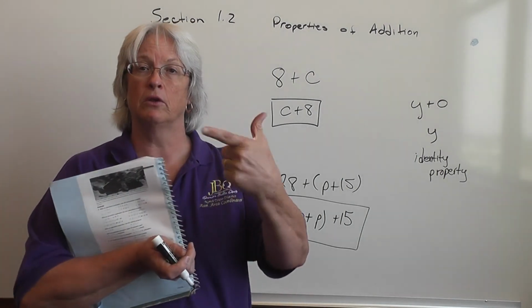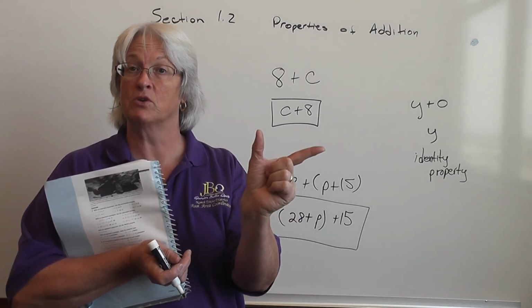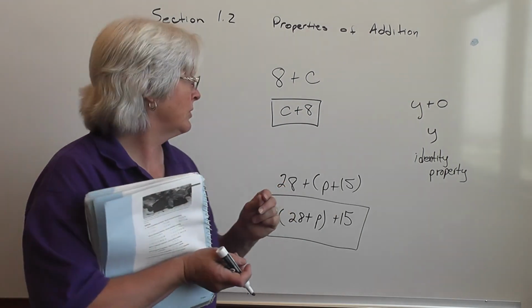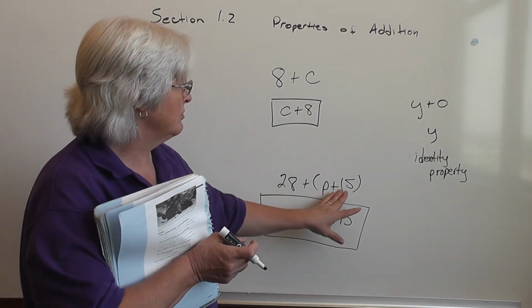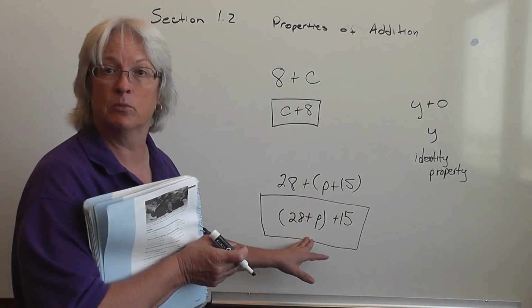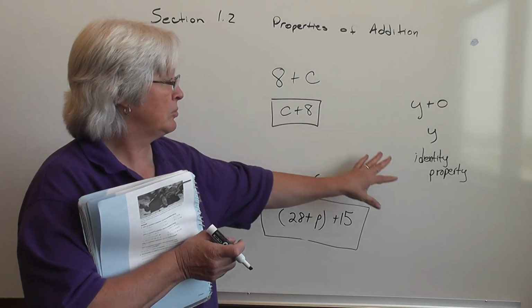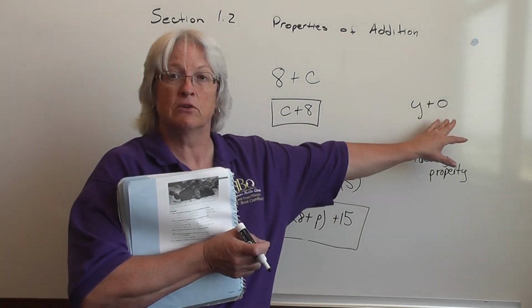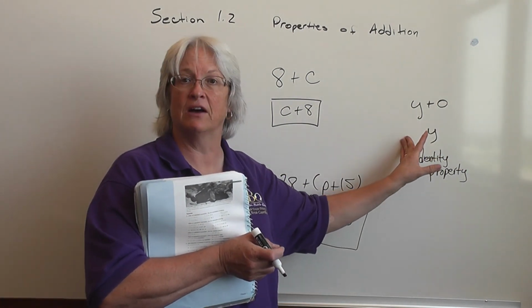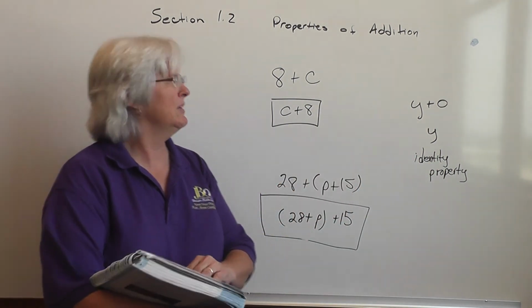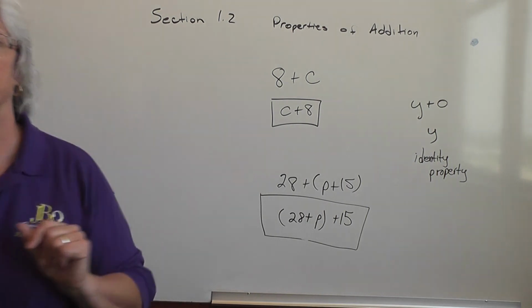Commutative property, the order in which you add two numbers together doesn't change the value. The associative property, the way you group a series of numbers that you're adding doesn't change the value. Identity property, when you add 0 to anything, you don't change its value. That's the end of section 1.2, properties of addition.